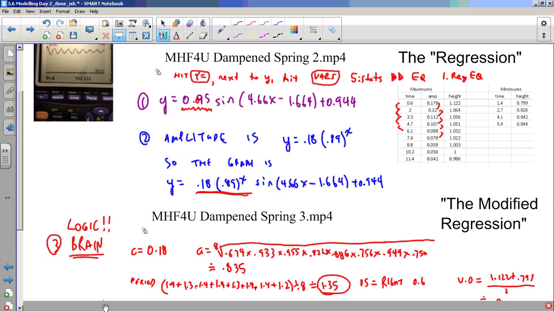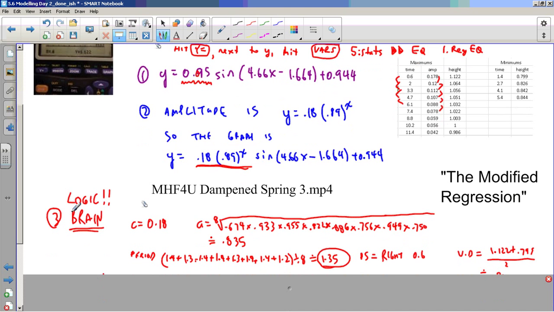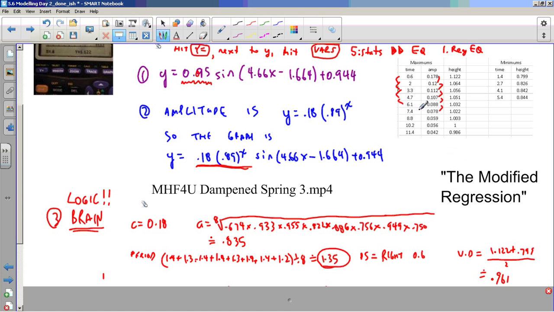For vertical displacement, remember that was kind of like the average height, right? When it's bouncing up and down, the vertical displacement is the rest value or the average height. I could have just taken all of the numbers from the calculator, added them all up, and divided by the number of numbers to get the overall mean. But instead, I just took the first maximum and the first minimum, added them up and divided by 2. It was a little bit lazy, but I got a vertical displacement of 0.961. That's different than the regression model, but still not bad.